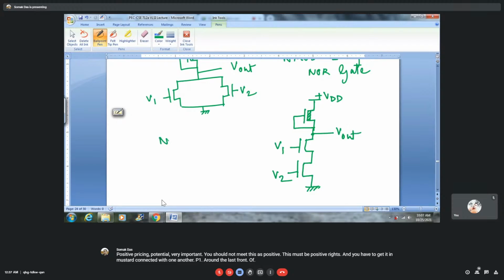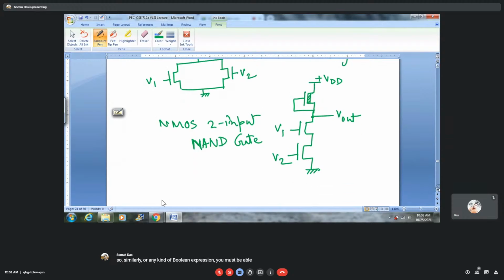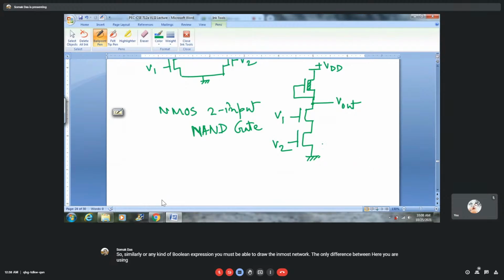So NMOS 2-input NAND gate. So similarly, for any kind of Boolean expressions, you must be able to draw the NMOS network. The only difference from the PMOS network is here you are using NMOS transistors in place of PMOS transistors.